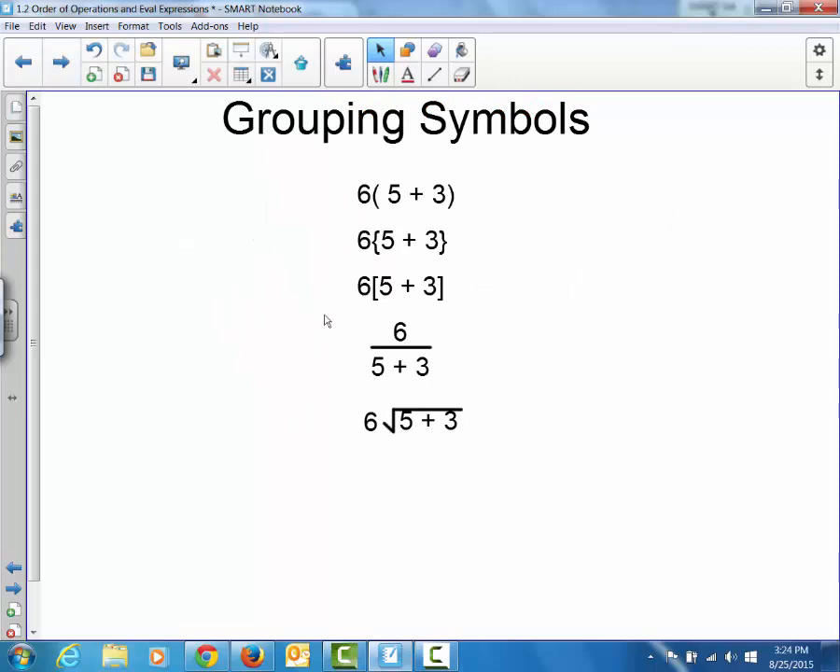These are all grouping symbols. The parentheses are a grouping symbol. These brackets are a grouping symbol. These other kind of brackets are grouping symbols also. Believe it or not, the divisor line is a grouping symbol. In this case, you would do the 5 plus 3 before you proceeded with the division. And the radical here, or the square root symbol as you might know it, is a grouping symbol as well, because this tells you to do the 5 plus 3 inside it before you do anything with the multiplication by 6.